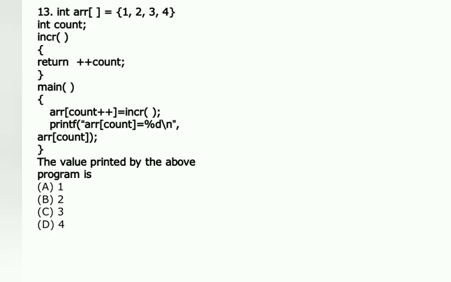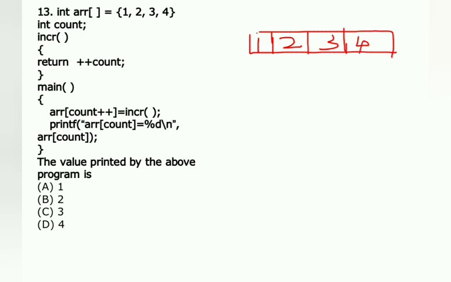Next, given a C program here, int array. Given the array here 1, 2, 3, 4, we have to execute the given program. What they have mentioned here is an array with the values 1, 2, 3 and 4. Now we have to assign the index values 0, 1, 2, 3.